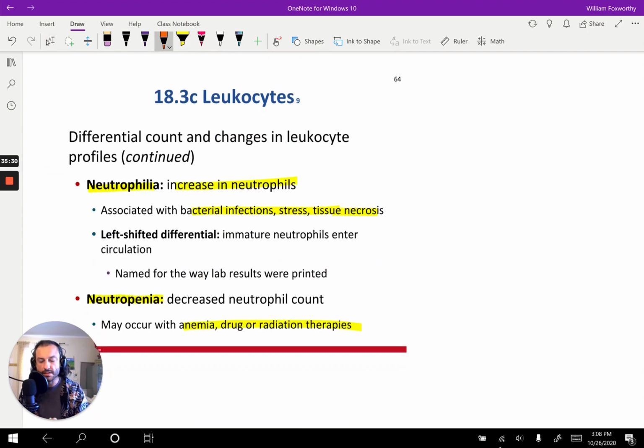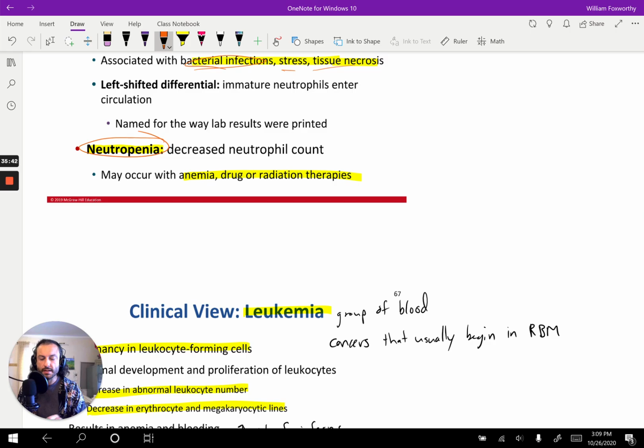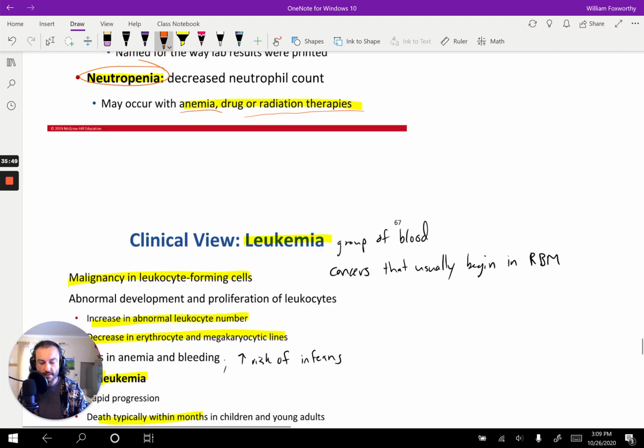Neutrophilia, as I mentioned before, an increase in neutrophils, is associated with bacterial infections. Could also be stress or tissue necrosis. Neutropenia, or a decrease in neutrophils, is associated with anemia or various invasive therapies like radiation therapy.